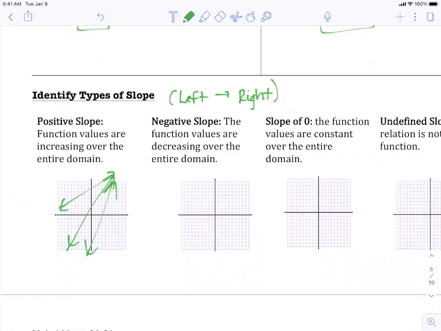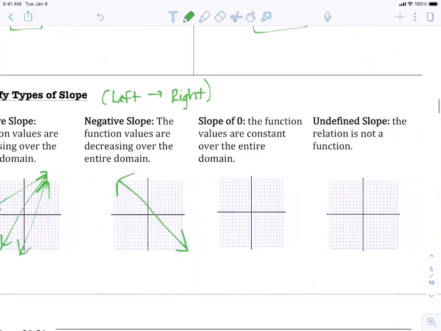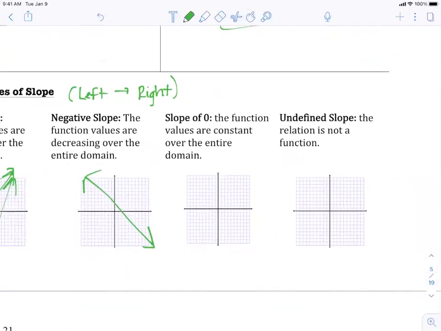Negative slope is the opposite. Negative slope means your line starts up, and by the time you reach the end of the graph, you're below wherever you started. If you have a slope of 0, it simply means that you're not increasing and you're not decreasing.